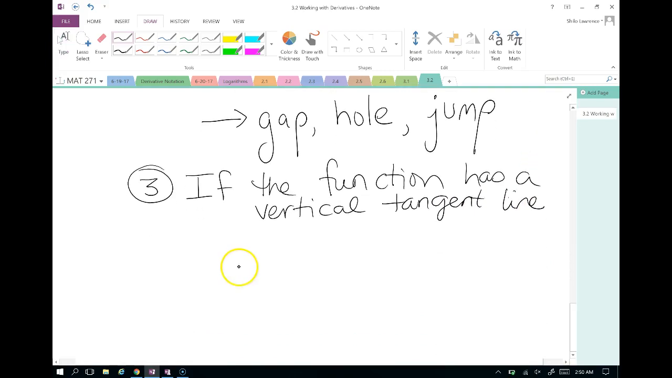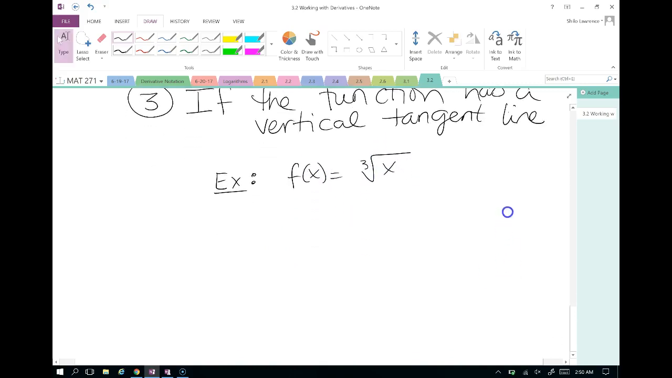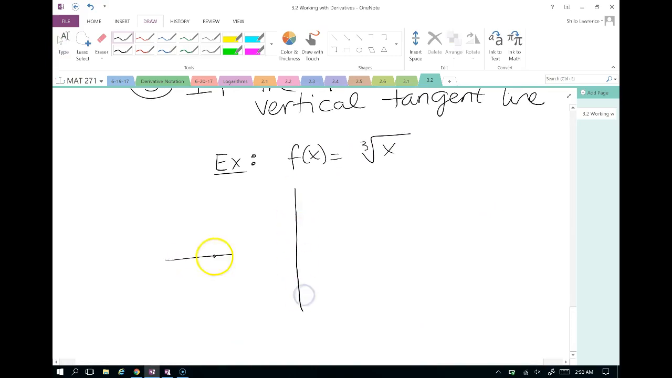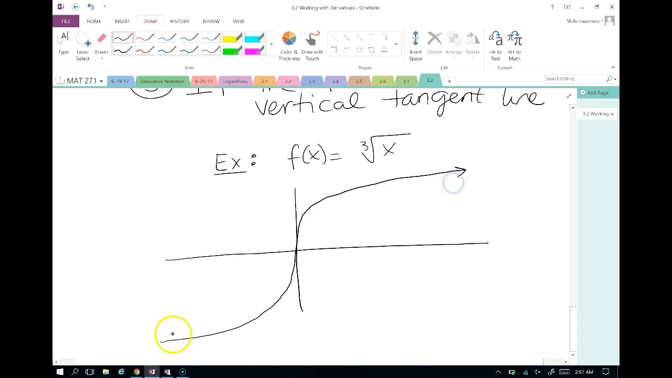And an example of a function that has a vertical tangent line is the cubed root function. If you look at the cubed root function, it looks very similar to the x cubed function, except it's laying on its side. This is the graph of the cubed root of x.